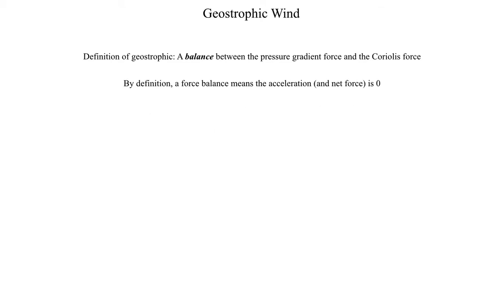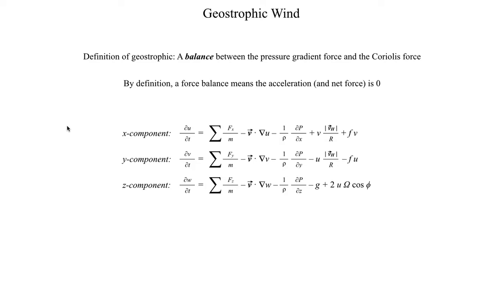Again, to reiterate a point we mentioned earlier, geostrophic wind is by definition a force balance between the pressure gradient force and the Coriolis force. That means the acceleration and the net force are both zero when we apply them to our equations of motion, which we got from Newton's second law. Again, just to remind you what those equations of motion look like.